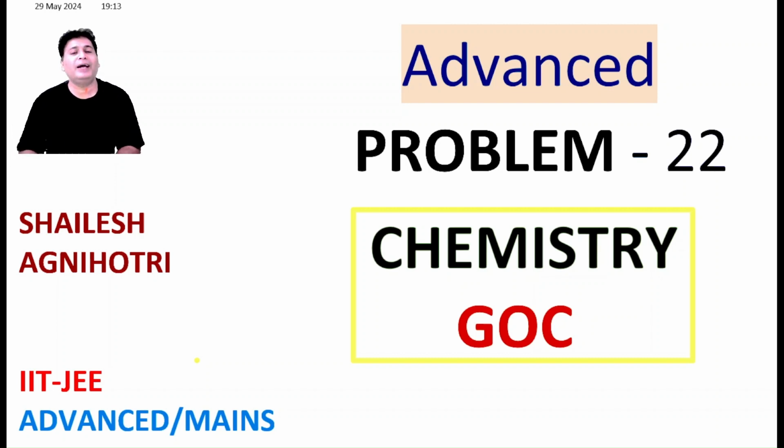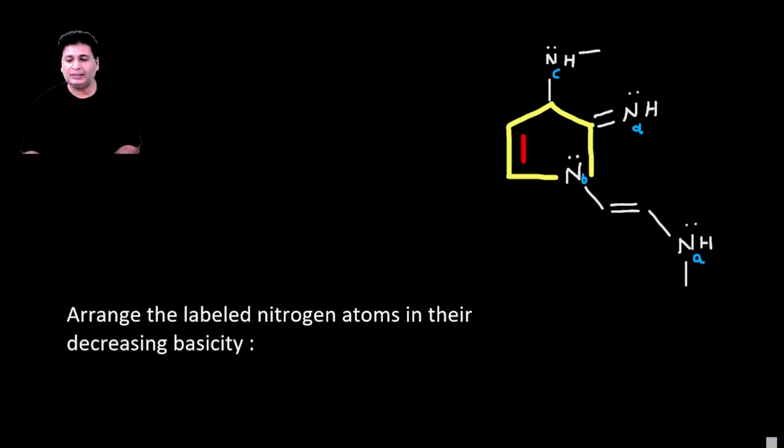So now let us try to understand what is there for us in question number 22. As you can see on your screen, you have a compound in front of you, and in this particular compound you have 4 nitrogens mentioned as A, B, C and D. Out of these 4 nitrogens, you have to make a hierarchy in the order of decreasing basicity.